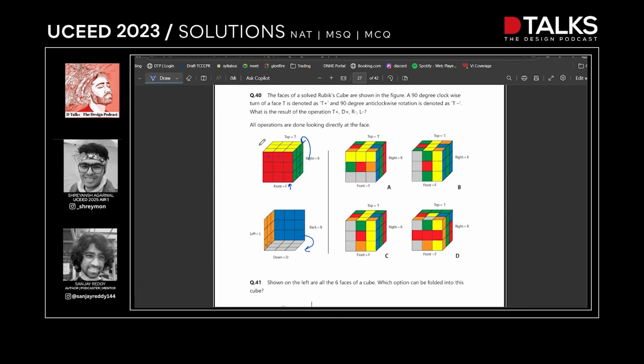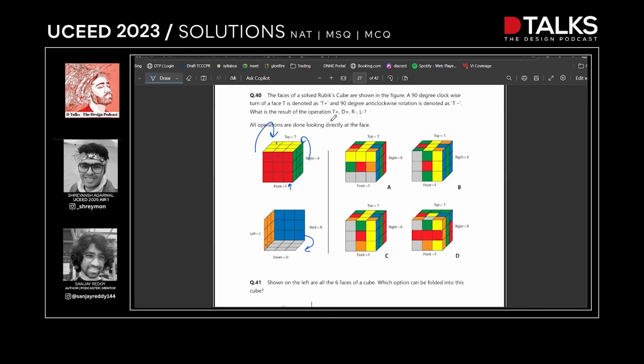L is over here, right? So you're looking at L, anti-clockwise is like this, right? It's like this. So that means this green is going to reach here, right? And this green is gonna stay over here.